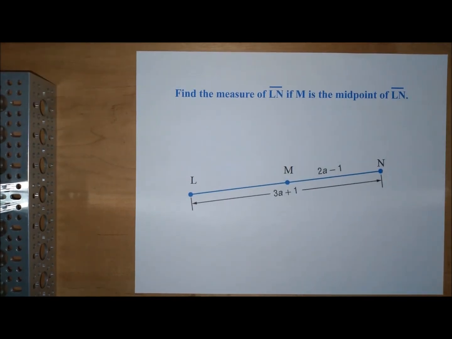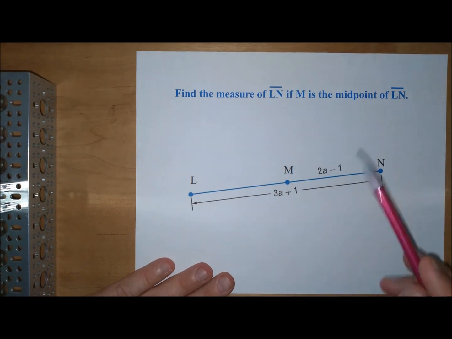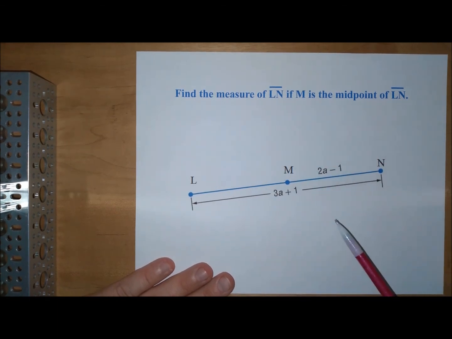All right, this is the last example I'm going to go over. It's very similar to the last problem we did. This is a great place to pause the video and try this yourself if you want to get a sense of how you're doing on this. They want us to find the measure of segment LN if M is the midpoint of segment LN.